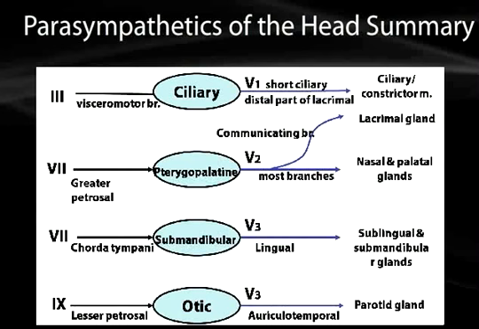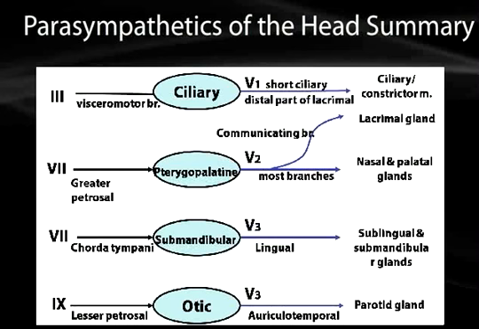Cranial nerve 3 will have visceromotor branches that will go to the ciliary ganglia in the orbit, and it will follow V1 patterns to distribute out to the various targets inside the globe of the eye. And they'll be going to the ciliary muscles and the pupillary constrictor muscles.